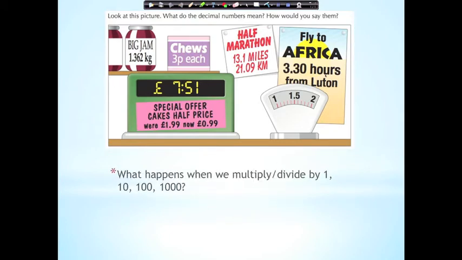In this lesson, all the way through, we need to think about what happens when we multiply or divide by 1, 10, 100 and 1,000. So I'm going to go through an example. If I choose a number, for example, 32, I'm going to think about what happens if I multiply by 1. My answer is going to be the same. 32 times 1 is 32.